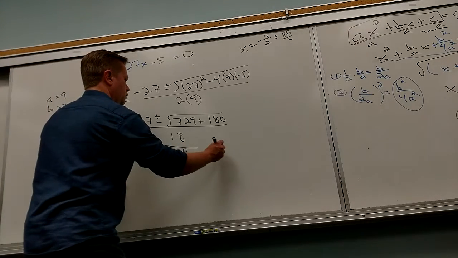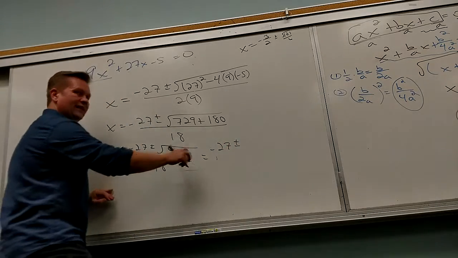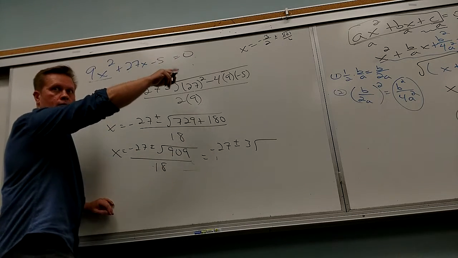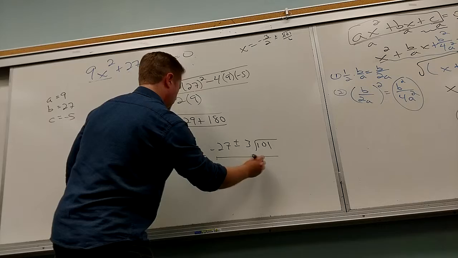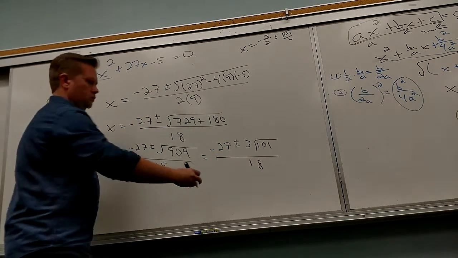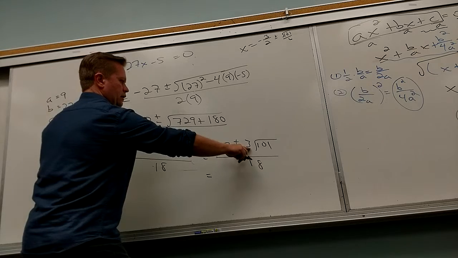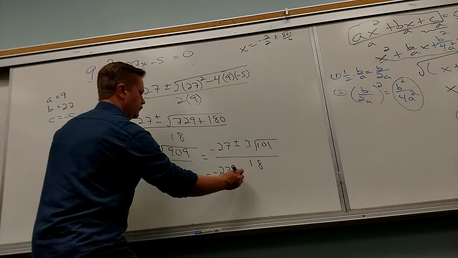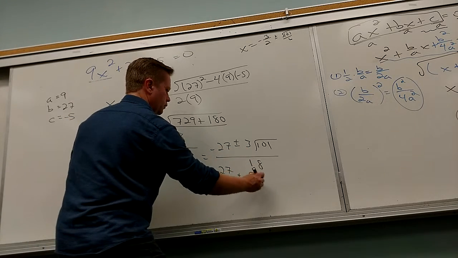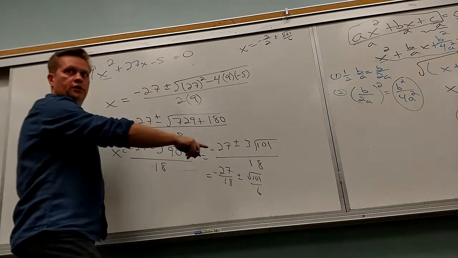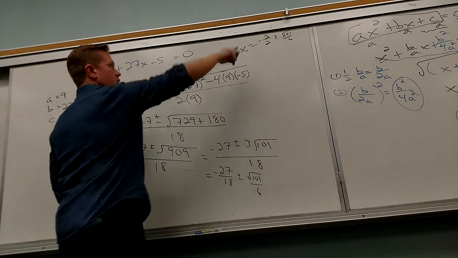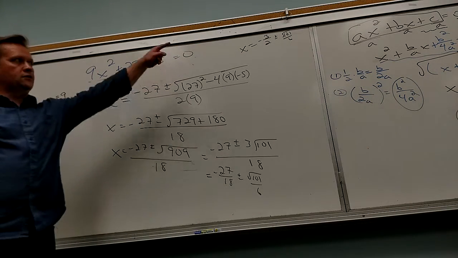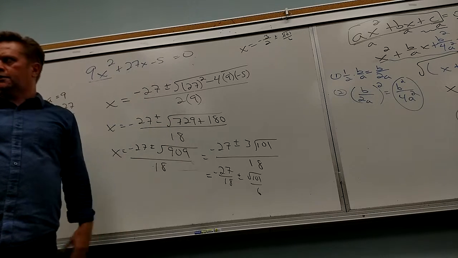So this is going to be negative 27 plus or minus the square root of 9, which is 3. If I take a 9 out, what's left? 101. All over 18, and then I reduce, right? I can divide everything by 3. If I break it all the way up, it'll be negative 27 over 18, give or take 3 over 18 is 1 over 6, right? And 27 over 18 reduces to 3 halves, divided by 9, right? Same answer, two different ways to get to the same answer.